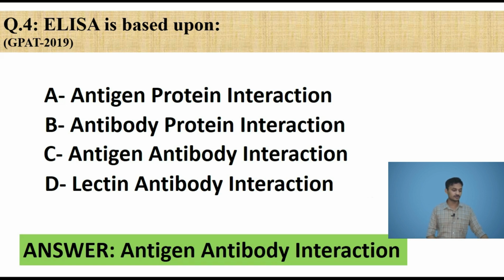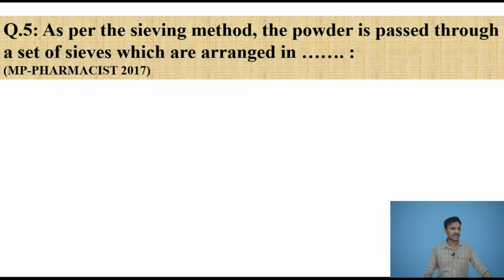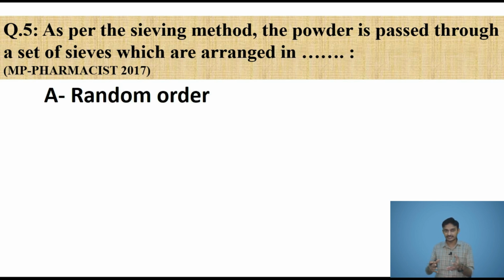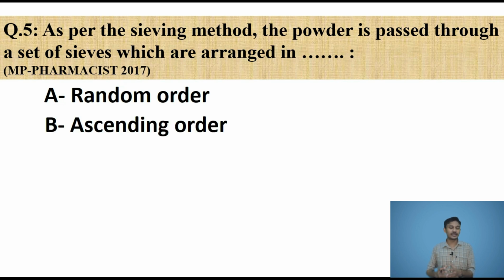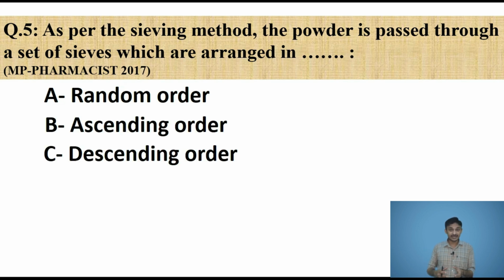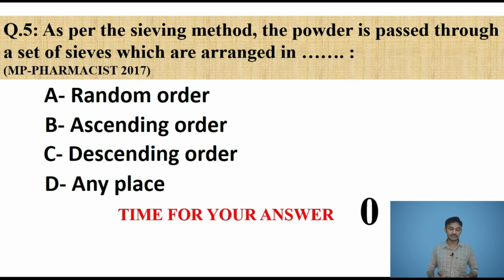Now we are moving to the next question, question number 5. As per the sieving method, the powder is passed through a set of sieves which are arranged in the dash order. Options are random order, ascending order, descending order, any place. Now you can write your answer.